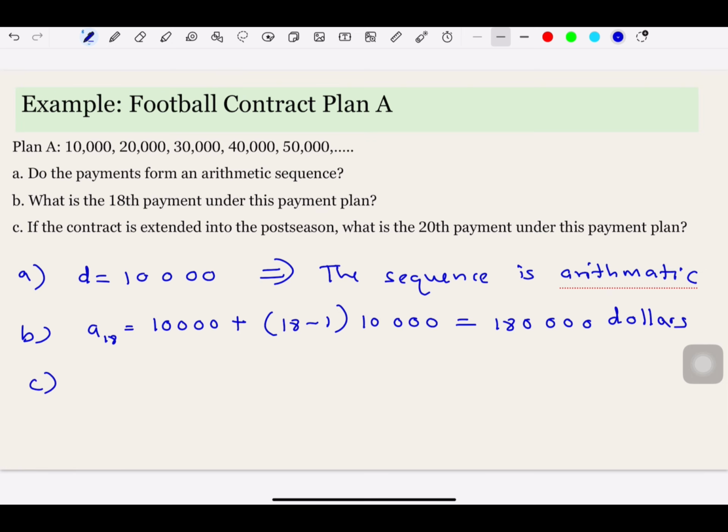Okay, part C. If the contract is extended into the post-season, what is the 20th payment? That means you have to get a sub 20. Again, you can use the formula. The first term is not going to change. That is 10,000, plus 20 minus 1 multiplied by 10,000. If you do your calculations, it's going to be $200,000.